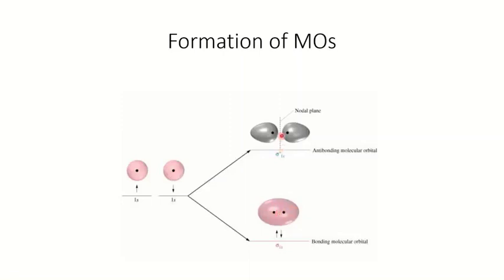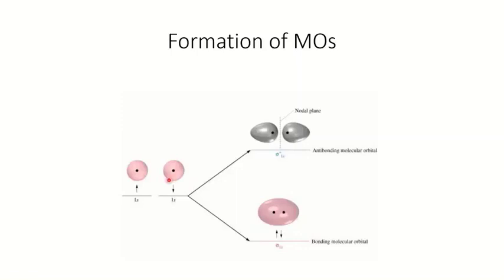And let's see the anti-bonding molecular orbital. Here you can see a nodal plane where there is no electron. There is no electron in between the nuclei in the anti-bonding molecular orbital. So it's a very different concept from VB or Lewis structure.